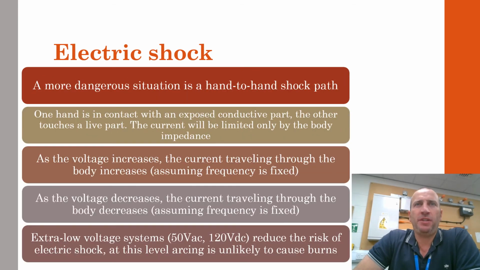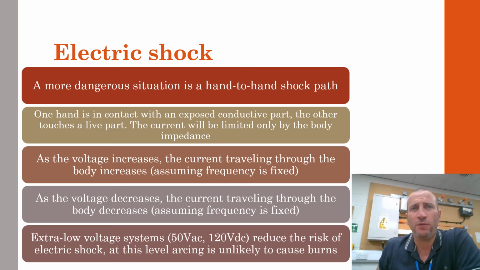A more dangerous situation is the hand-to-hand shock path. In this case, the body becomes the load for the circuit. This happens when one hand is in contact with an exposed live part and the other hand touches a different live part. This can be either the neutral conductor or even worse, another phase conductor. This would expose the person to a significantly higher voltage. The current in this case will only be limited by the impedance of the body.